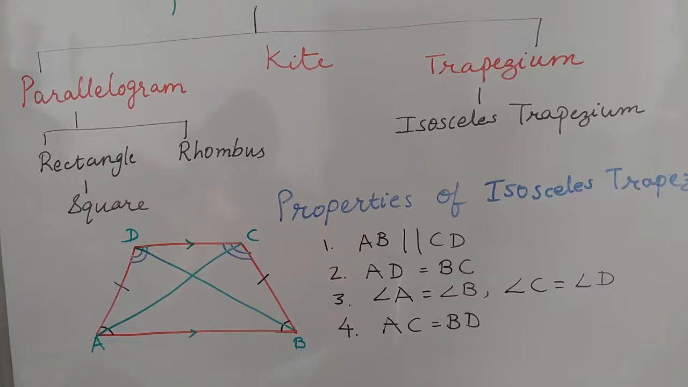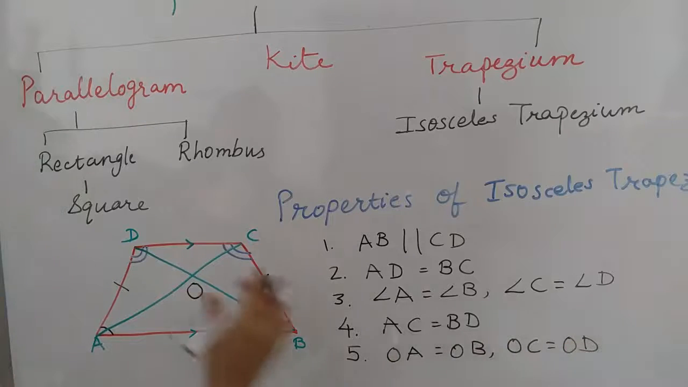So here we recall again all the properties. Also, this is the intersecting point O, where the diagonals intersect. So what we have to say, OA is equal to OB. You can see these are two bigger parts and these are two smaller parts. So the fifth property we can write is OA is equal to OB and OC is equal to OD. These two are the smaller parts. So they are equal in measure.